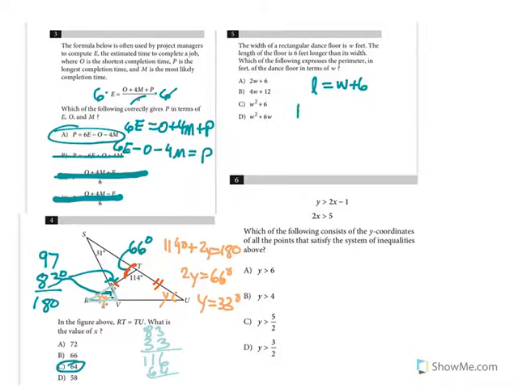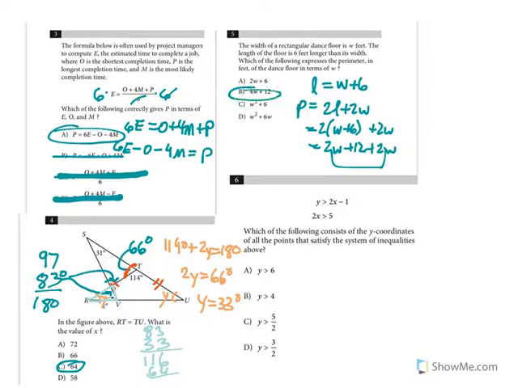And we know that the perimeter is equal to 2L plus 2W. We want the perimeter in terms of W, so that is going to equal 2, and our length is our width plus 6, plus 2W, so that is 2W plus 12 plus 2W. And once we combine our like terms, 2W plus 2W, we have 4W plus 12.